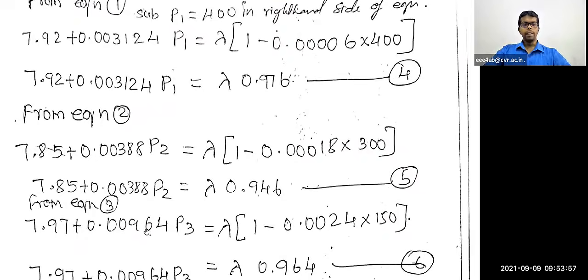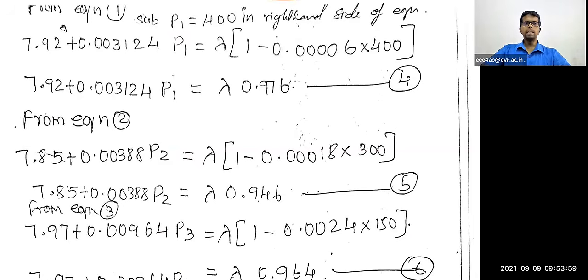Now what we are doing is substituting P1 as 400 megawatt, because we already considered it. We are substituting P1 as 400 megawatt in the right hand side of equation number 1. If you substitute the 400 megawatt in the right hand side of equation number 1, you will get the equation like this.